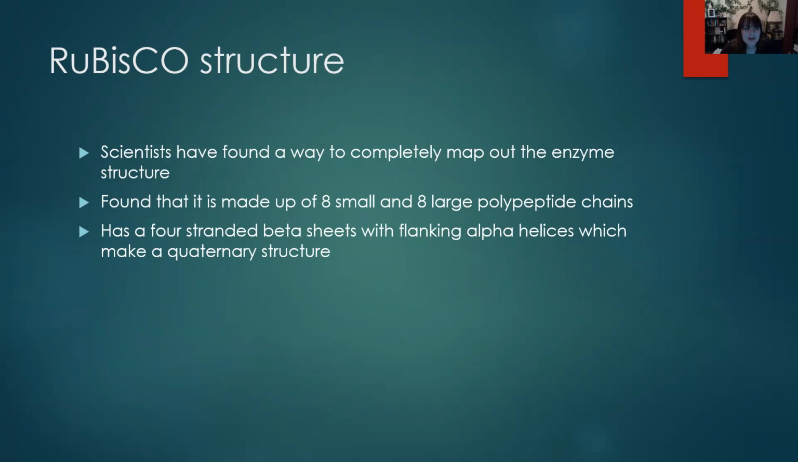Rubisco's structure, scientists have finally found a way to map the entire structure down to the atoms in it. So they have a complete 3D model of it. They found out that it's made of 8 small and 8 large polypeptide chains, and it has 4-stranded beta sheets with flanking alpha helixes, which make up a quaternary structure.